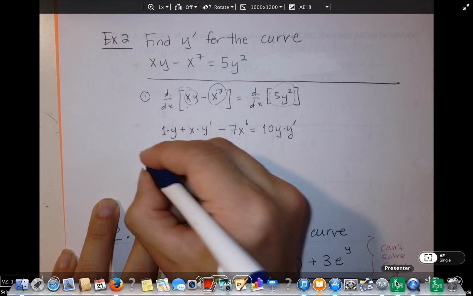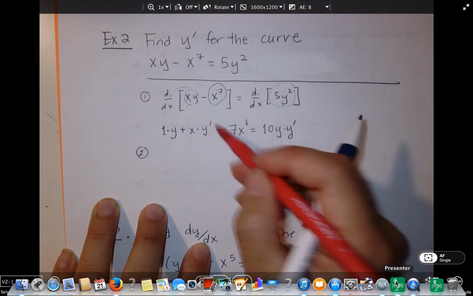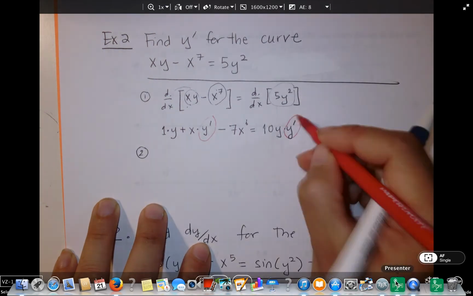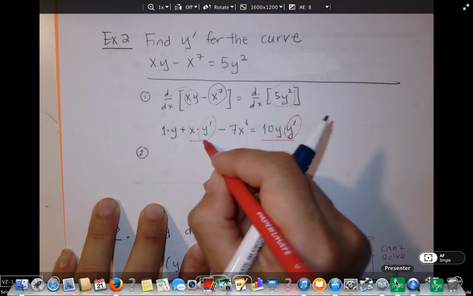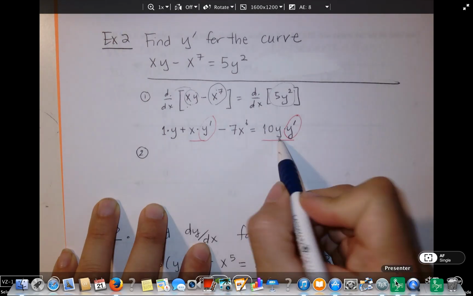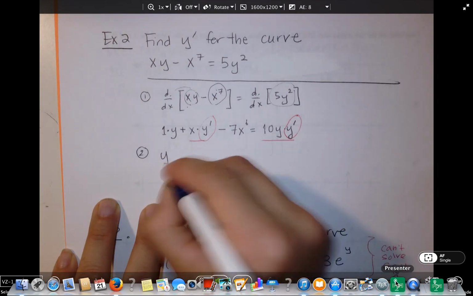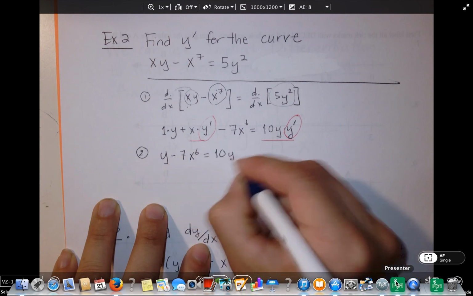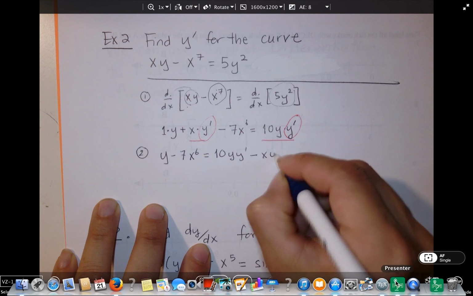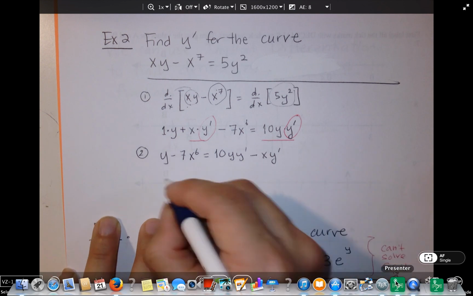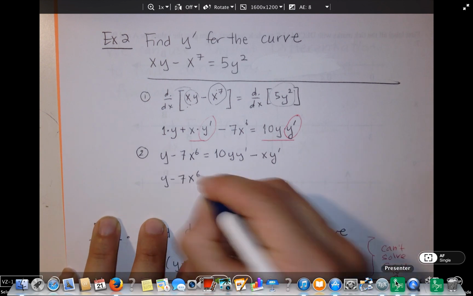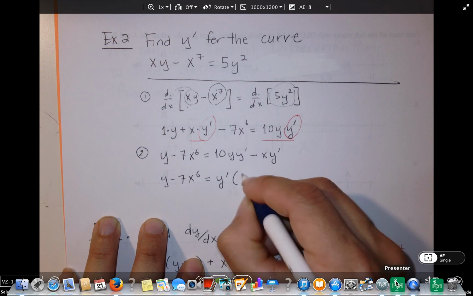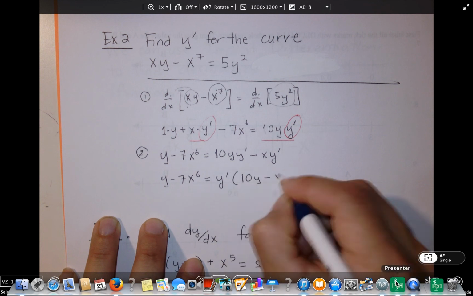And the second step is to solve for y prime. So I see it appears in this term, so I'm going to get the terms that contain y prime on one side of the equation. And then I'm going to factor them out and divide.